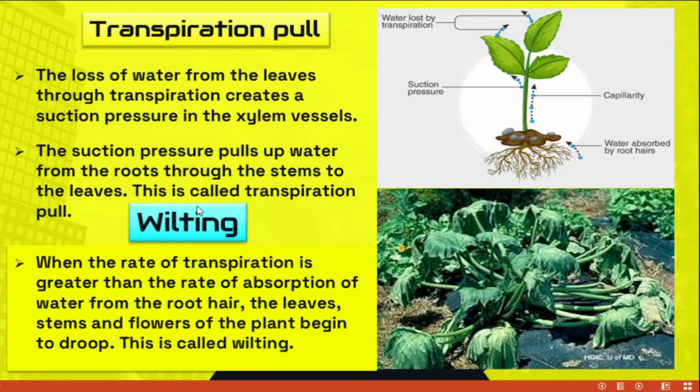Next, wilting. What does it mean? When the rate of transpiration is greater than the rate of absorption of water from the root hair, what will happen? The leaves, stems and flowers of the plant begin to droop. This is called wilting. Whenever the rate of transpiration increases beyond the absorption of water, the plant completely droops.